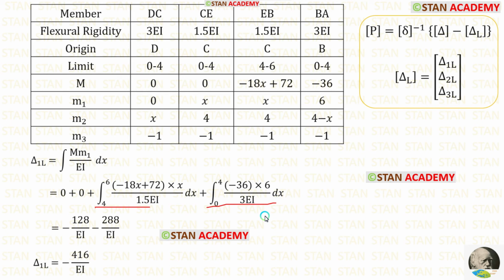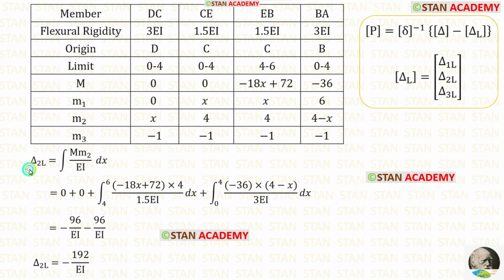If you do not know how to use calculator for the integrations, see the description below. There is a link. You can click the link and watch the video. I have used the calculator and got these values. After adding these two values, I am getting delta 1L, which is equal to minus 416 upon EI.